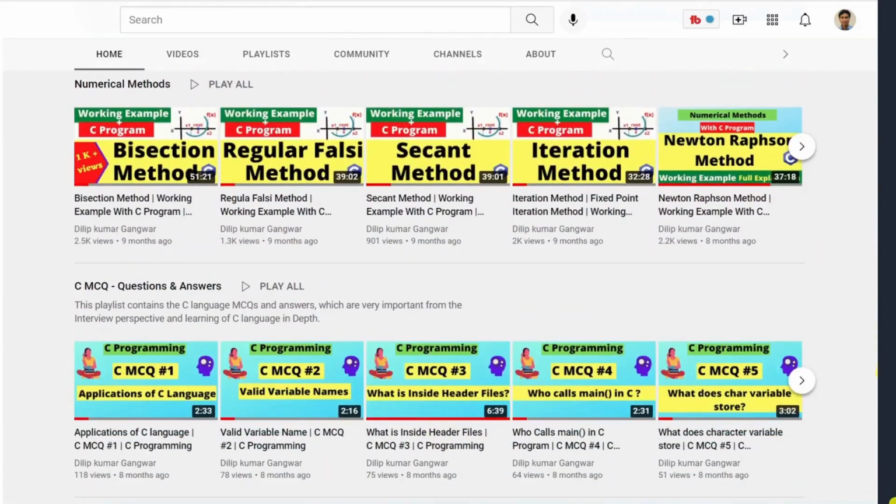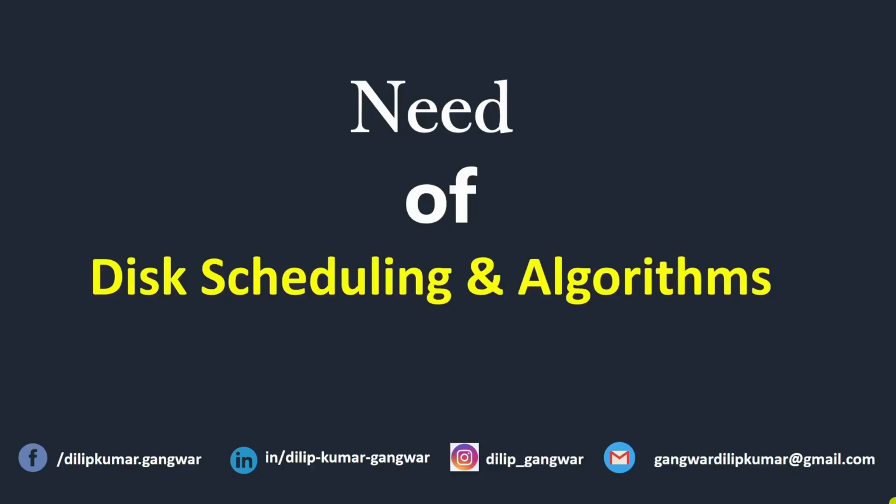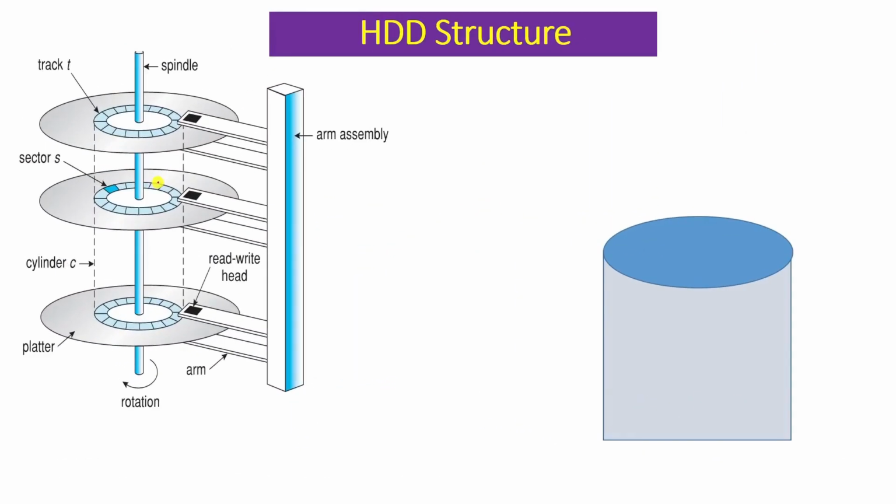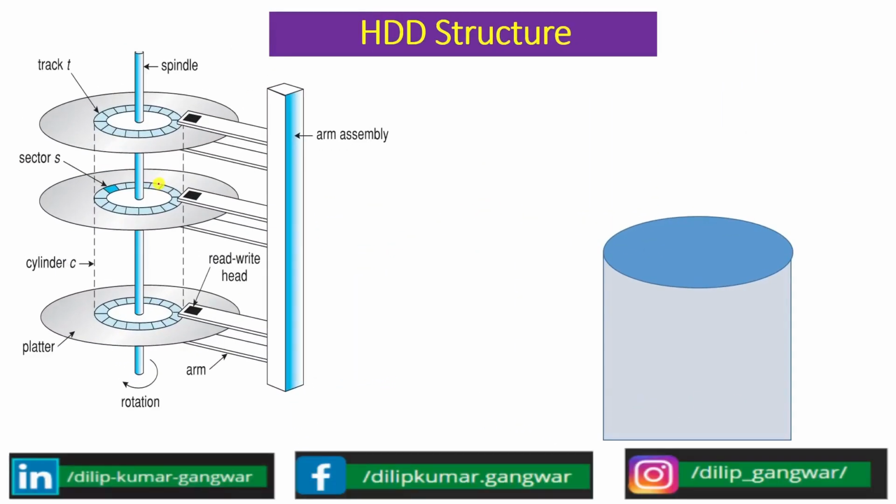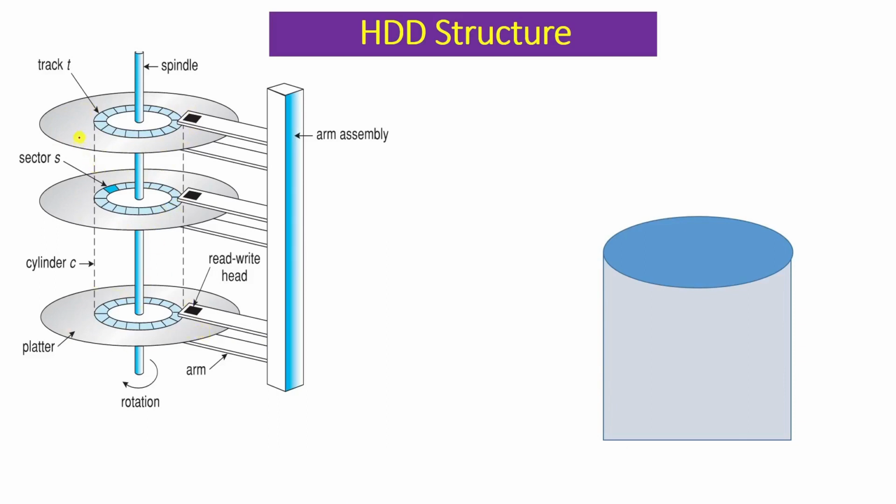So let's start our topic, disk scheduling and the algorithms. Just to recall, we have already discussed in our previous video what the structure of the hard disk looks like. It looks like this. We have various platters, which are the disks. Each platter has two surfaces, up and down. The platter is subdivided into tracks, the concentric circles. Each track is further subdivided into sectors, and another name for a sector is block. These are the small blocks.